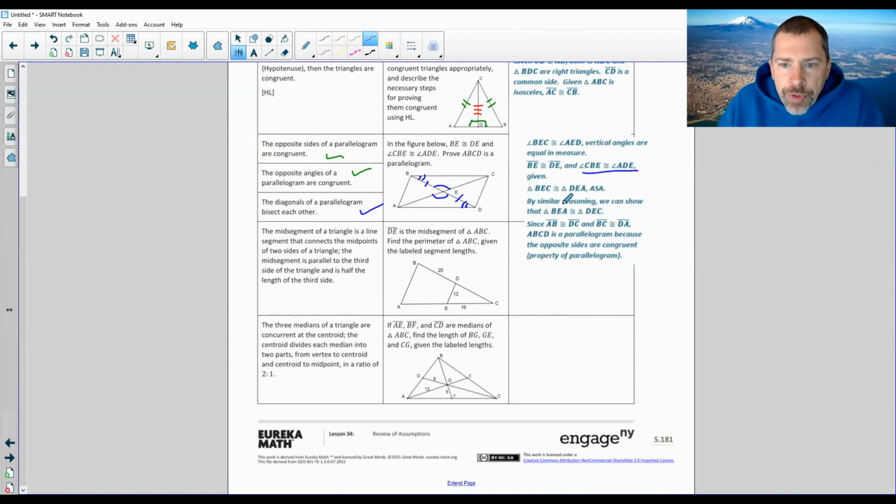By similar reasoning, we can show that, and I will go through this one too. Start over. Let's choose a different color. Similarly, we can say triangle BEA, this triangle over here, is congruent to DEC, this triangle here. So we proved this congruent to this. Now we're going to prove this one congruent to this one.